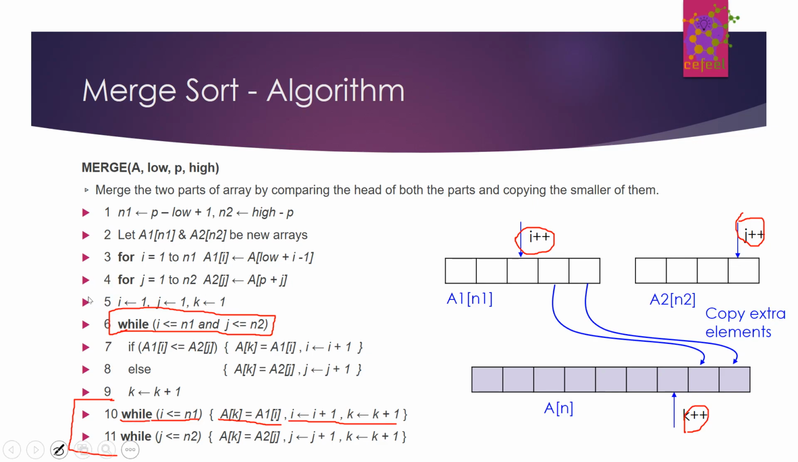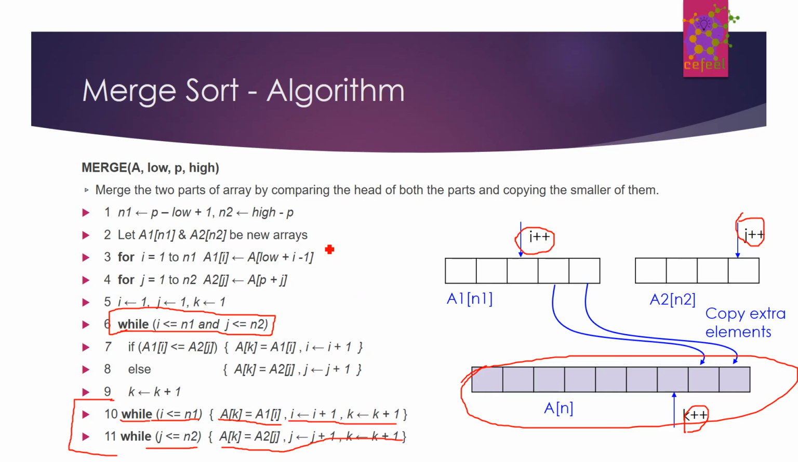Or, let's say array A1 was completed but there are extra elements in A2, so it will come to this while loop, while j is less than n2, and it will copy the elements from A2 to A[k] and increment k. So finally, at the end of all these steps, we have merged elements from both these arrays, and the elements are now in sorted order. So that's the output of this merge operation.